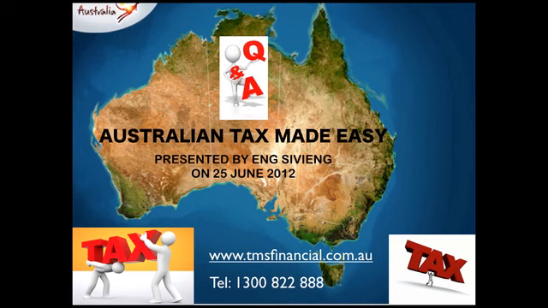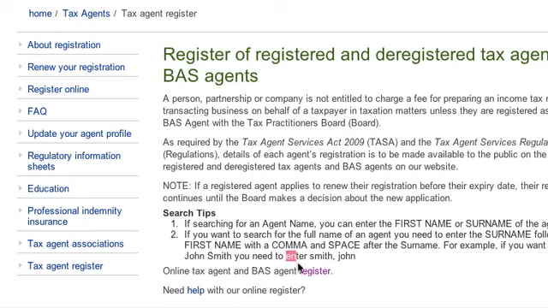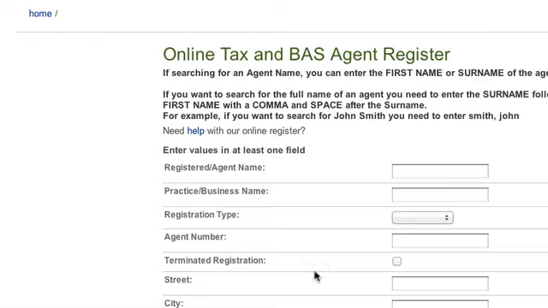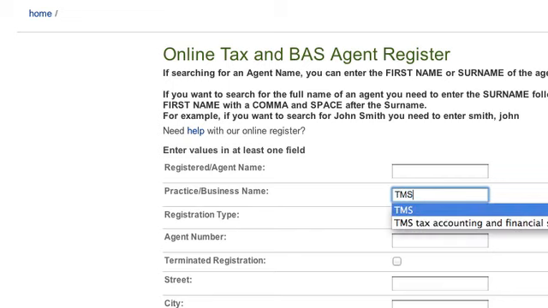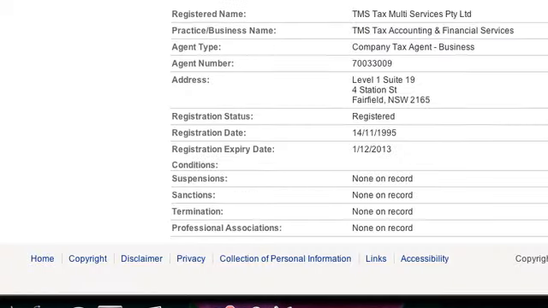And whether the person is a registered tax agent or not, you can easily check it online. You can go to the tax practitioner website, type in their name or their number, and it will show whether that person is registered or not. And if the person is not registered, they have to get a registered tax agent to be able to help people do the tax return. Okay, thank you.